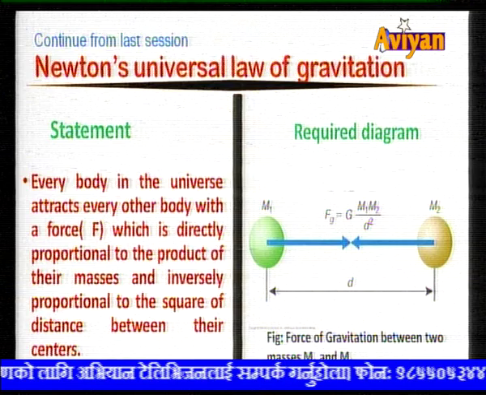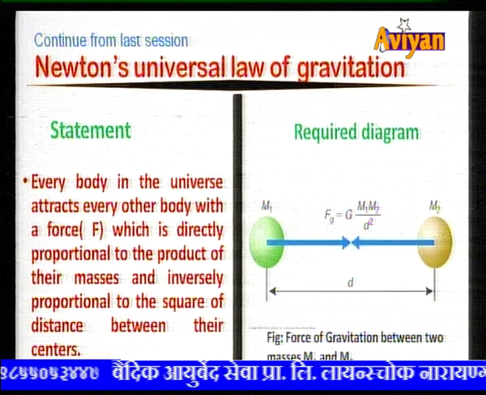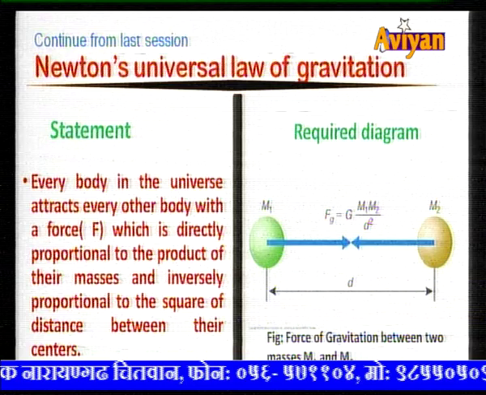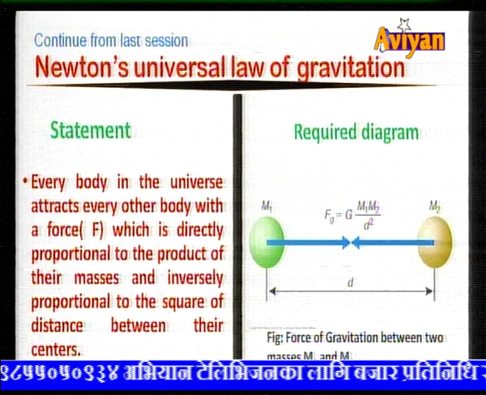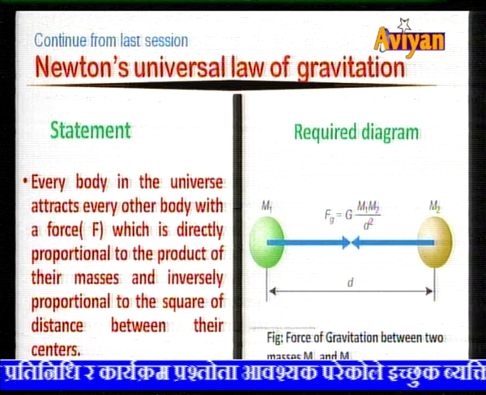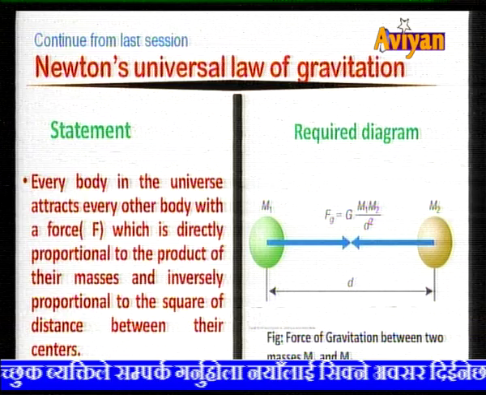See here, Newton's universal law of gravitation. The statement is written again there. Everybody in the universe attracts every other body with a force which is directly proportional to the product of their masses and inversely proportional to the square of distance between their centers. There's a diagram written just alongside. In the diagram, there are two masses. See, the first mass, M1, the second one is M2.